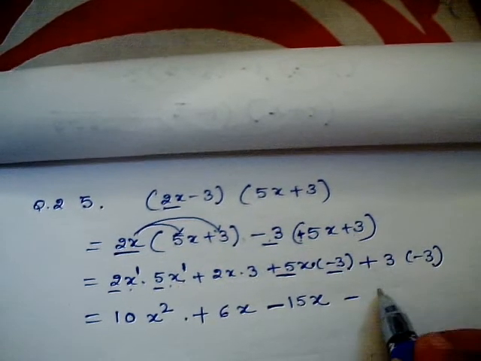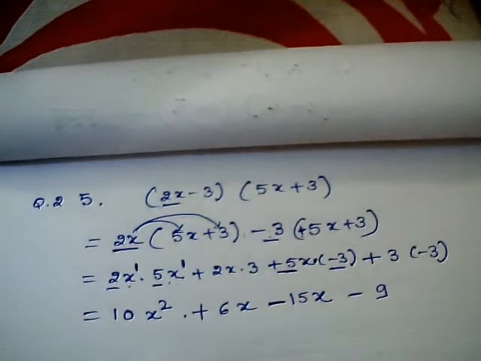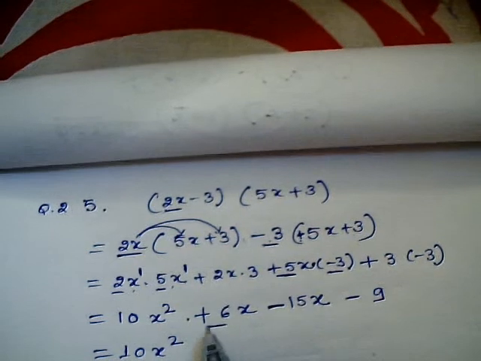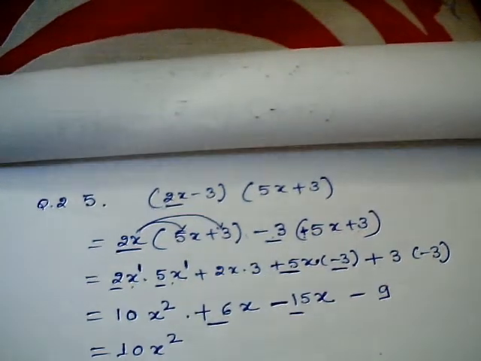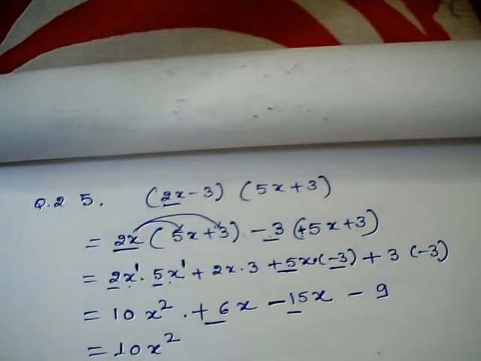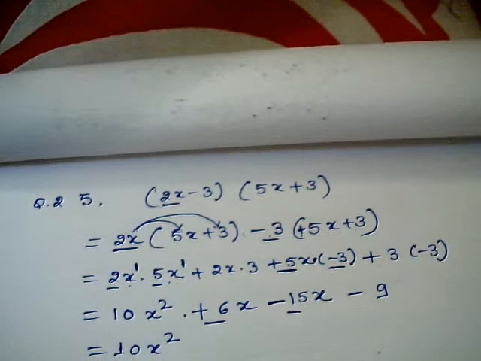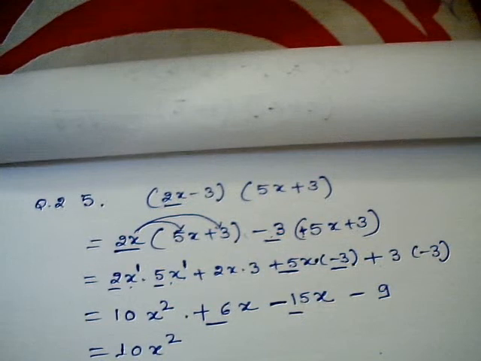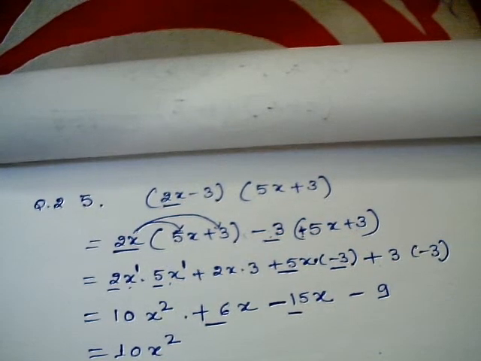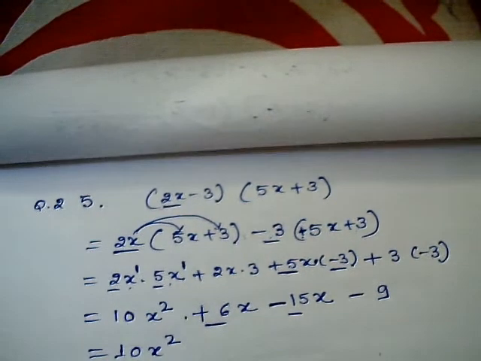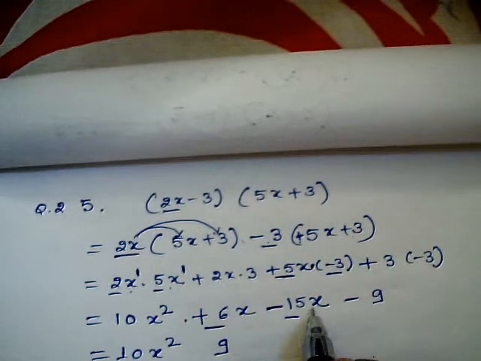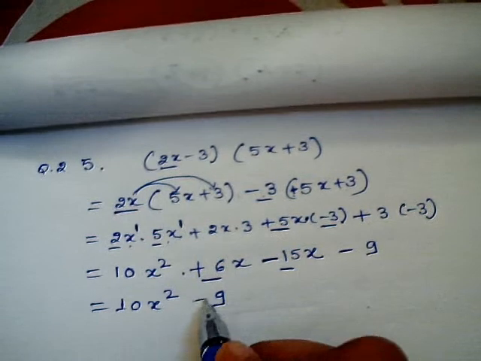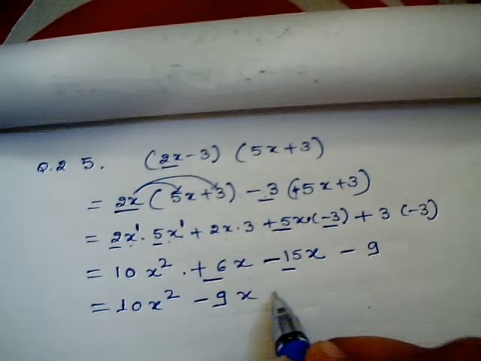Correct. So 10x squared, and here is positive 6x and negative 15x. So first you need to subtract, because one is positive and one is negative. The sign of the left-out part which we write will be that of the greater quantity. So 15 minus 6 is 9, and the greater quantity is the negative one, so that's going to be negative 9x and negative 9. This is how we have finished question number 25.